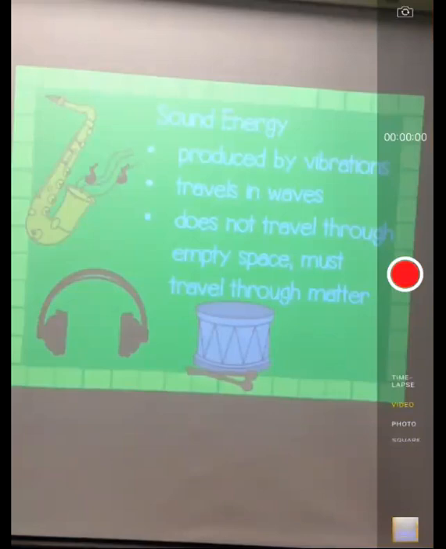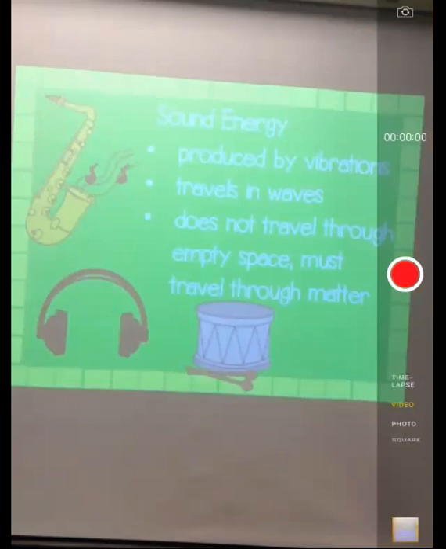Kylie? No, but to bounce off walls, it has to get to the walls, right? So what is it about this? Sam? We're in the empty space. Well, I know we're in the empty space, but the sound wave still has to get to you somehow. And it says it doesn't travel through empty space, it has to travel through matter.